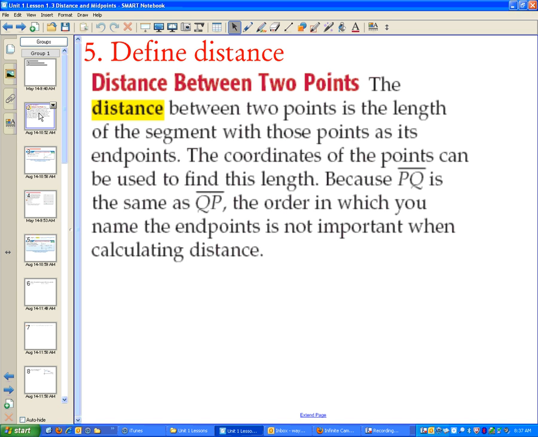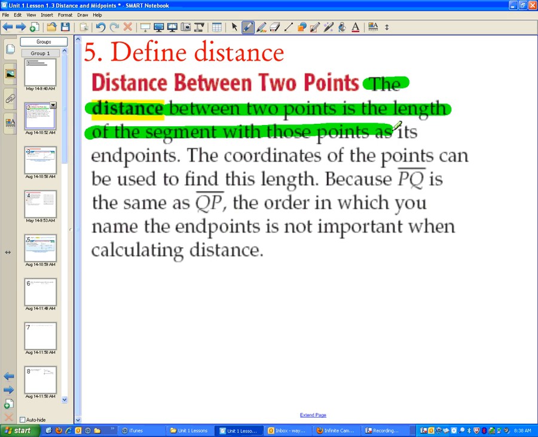So let's define distance. The distance between 2 points is the length of the segment with those points as its end points. That's the definition that will show up on the quiz in some way. In other words, finding the distance between 2 points is the exact same thing as finding the length of the segment between those 2 points.